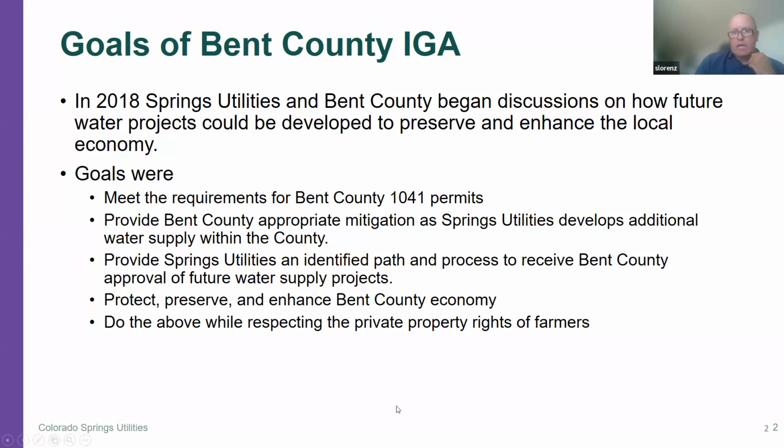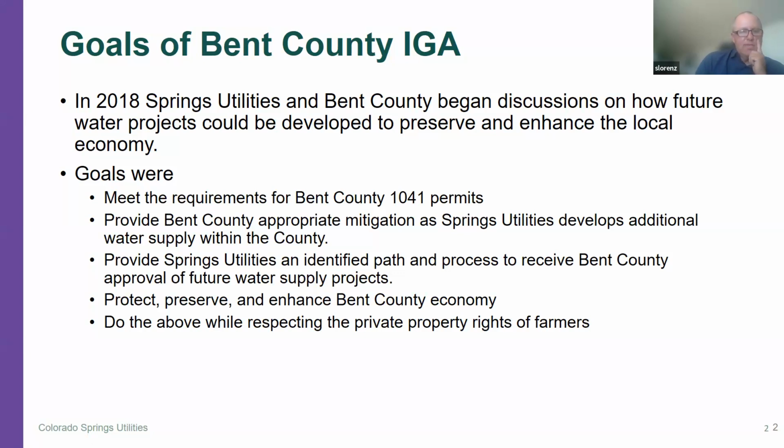1041 permit is how a county typically would regulate a water supply project. We provide mitigation for Bent County. They have economic impacts. They have just fundamental real costs of having to go out and monitor what's going on in their county. And that takes time, that takes resources in a county that's fairly strapped for resources.